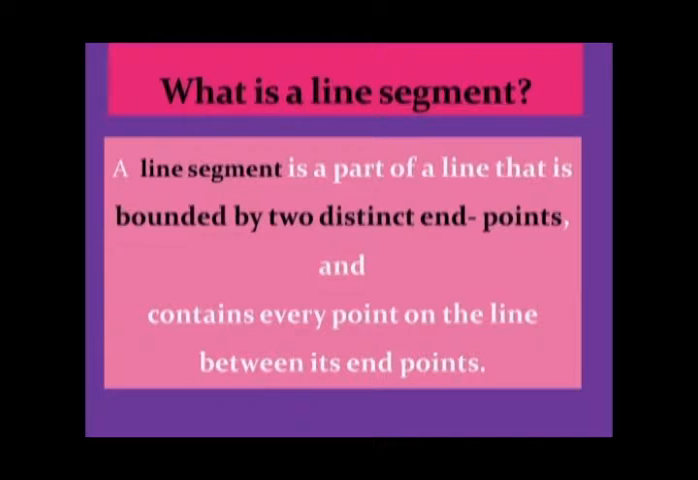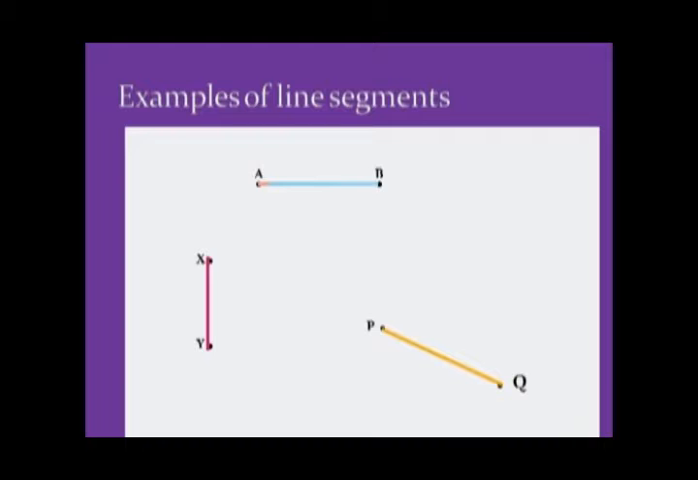A line segment is a part of a line that is bounded by two distinct endpoints and contains every point on the line between its endpoints. For example, here we have 3 line segments. Line segment AB. The points at the ends tell that that line segment is labeled AB. Line segment XY and line segment PQ.